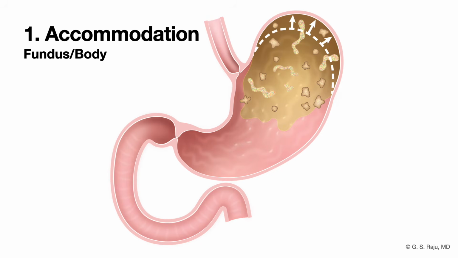Phase one is called accommodation. What happens then? So when food first hits the stomach, the upper parts, the fundus and the body, they don't start churning right away. They actually relax and stretch. They expand to make room, comfortably hold the meal until you start feeling full. Satiety. Okay, so it's like a temporary storage tank first.